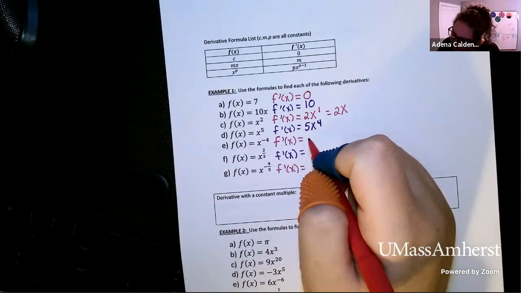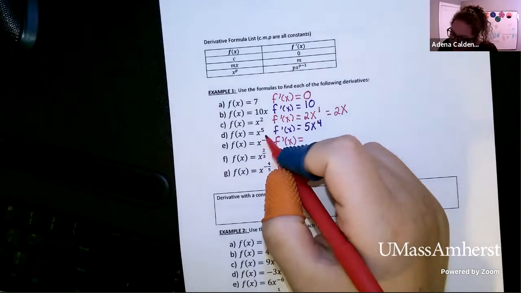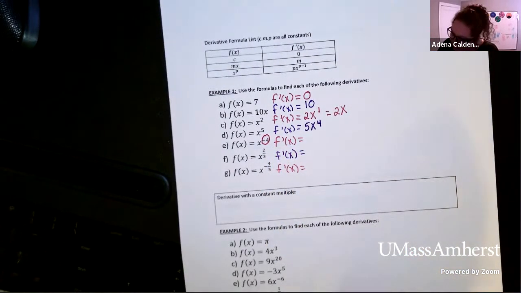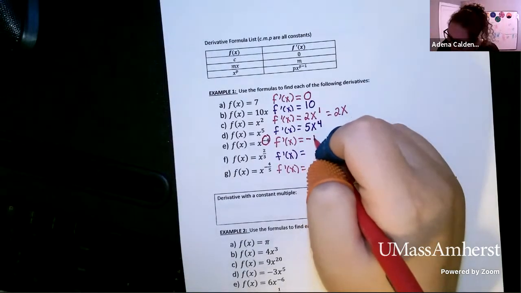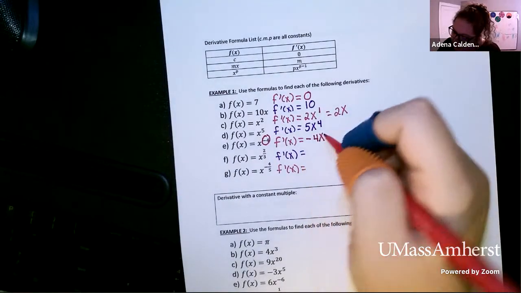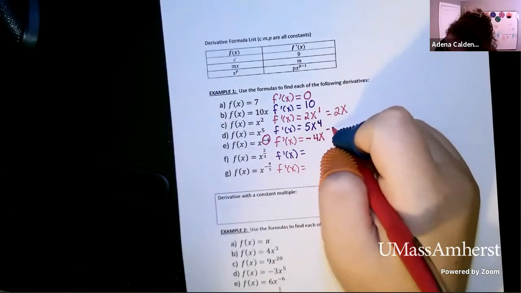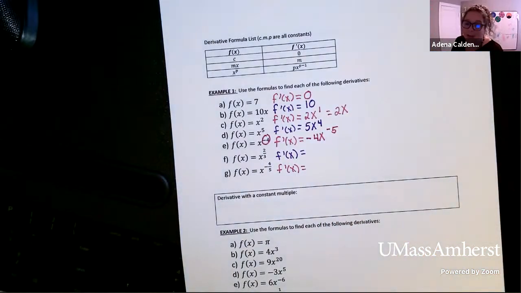So what we're going to do is bring the entire power down to the front, which includes the negative. So whatever's up there has got to come with it. So I get negative 4x. And now if you do negative 4 minus 1, you're going to get negative 5. So it becomes more negative. So we have to be a little bit careful about that.